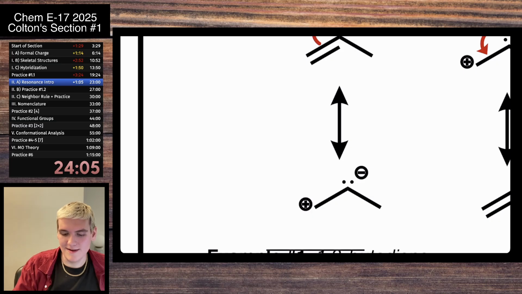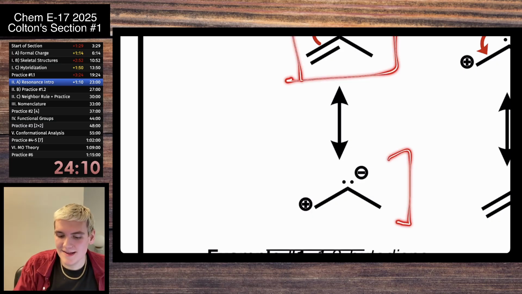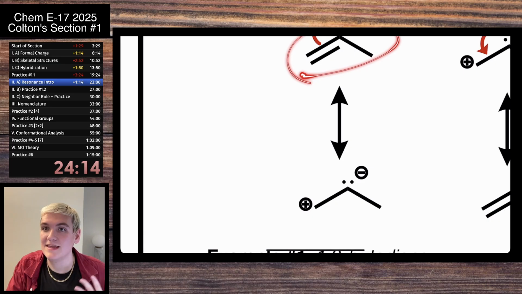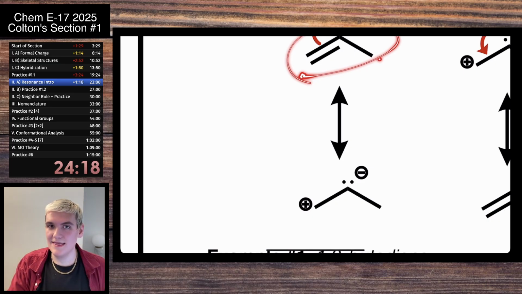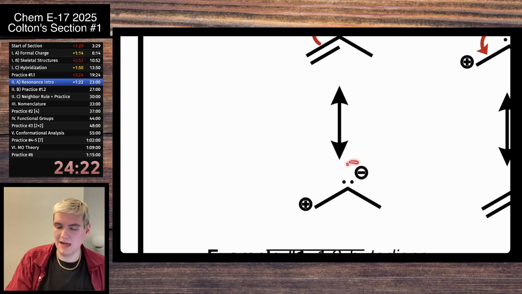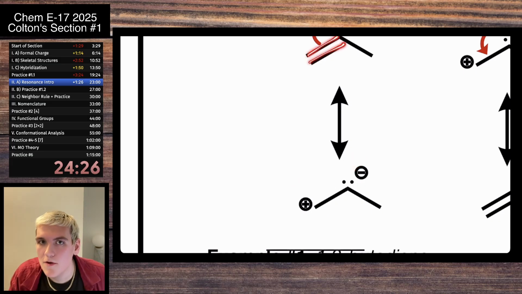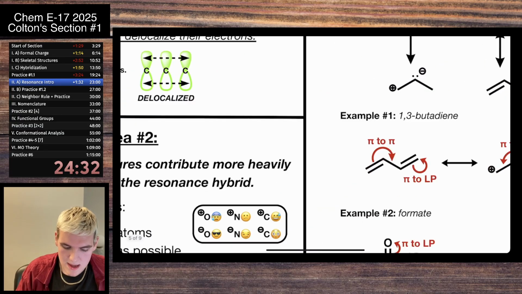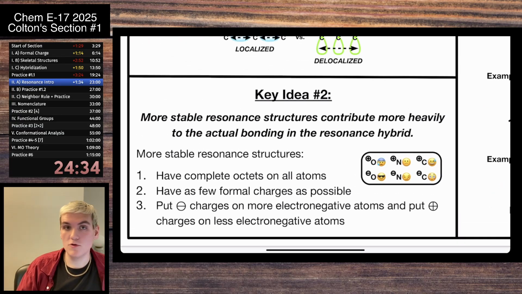Yes, the top one. The top one doesn't have any charges, the bottom one has charges. Because this top structure is more stable, it's giving us a more accurate representation of what the actual bonding looks like. The actual bonding in this molecule is not going to have this weird dipole where there's a negative over here and a positive over here. It's really going to be more evenly spread out. So that's the idea that our more stable resonance structures give us a better idea of the actual bonding of the molecule. So how do we tell what's more stable?